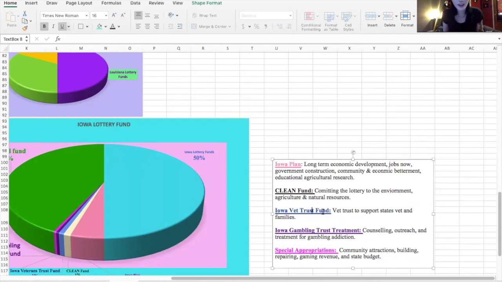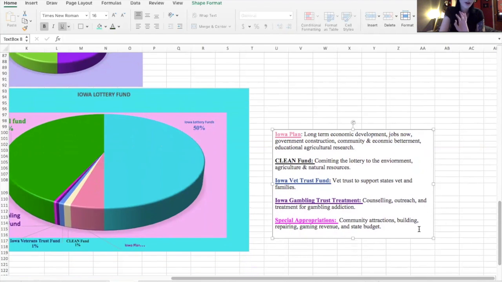Anyway, and then special appropriations are the community attractions, building, repairing, gaming revenue, and state budget. So they have it broken down way more than I could find as far as Arkansas goes. And like I said, if somebody did find some, I spent like 45 minutes researching, and I got to the point where I was like, I don't have time for this.